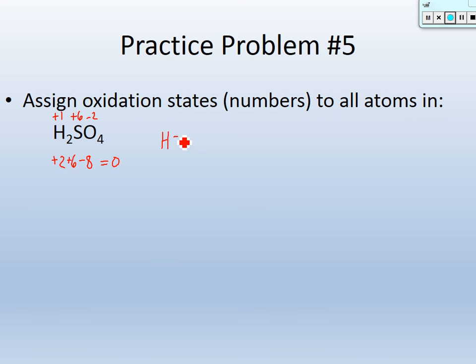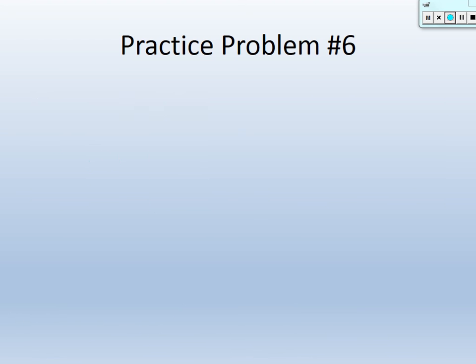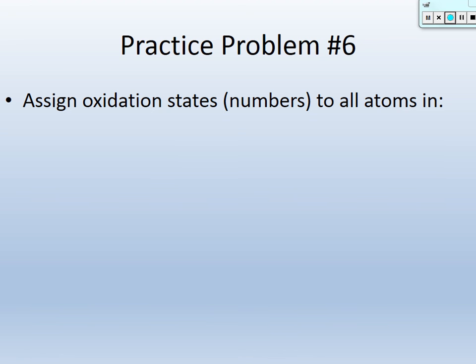So hydrogen is always +1. The sulfur in this case is +6. And the oxygen is always a -2. Okay, so hopefully that makes sense, and hopefully you're starting to get these right. But I've got a couple more that are a little more complicated now. So let's try and see if we can get these ones.